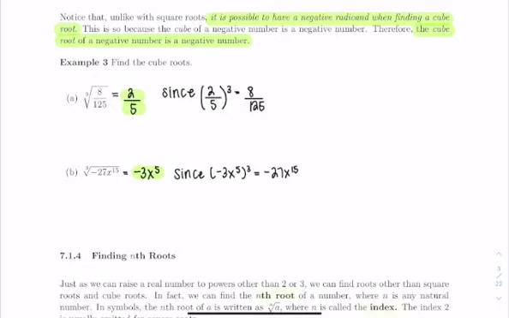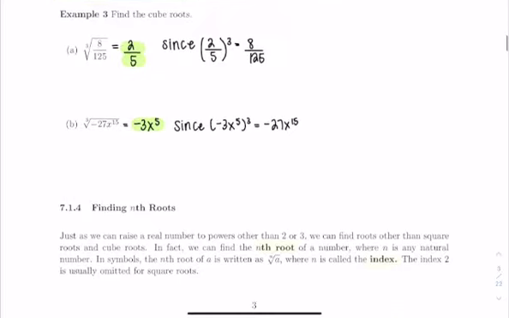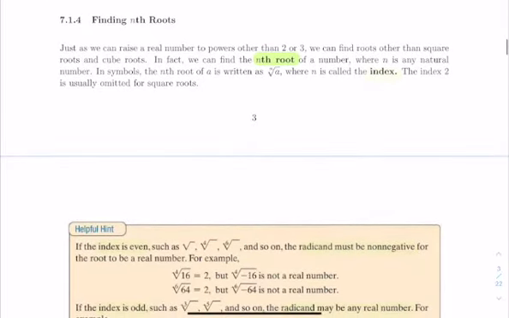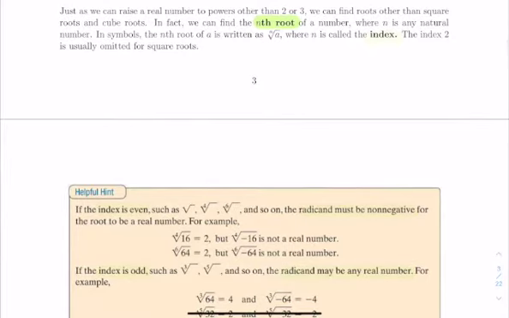And so just as we can raise a real number to powers other than 2 or 3, we can find roots other than square roots and cube roots. In fact, we can find the nth root of a number where n is any natural number, and in symbols the nth root of a is written as the nth root of a, where n is called the index. The index too is usually omitted for square roots, but anything bigger, then we write the index. So cube roots, fourth roots, fifth roots, so on and so forth.